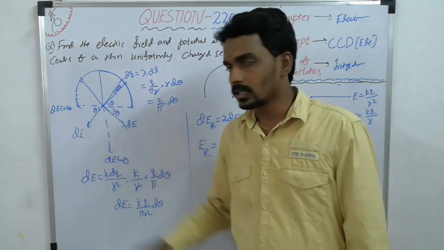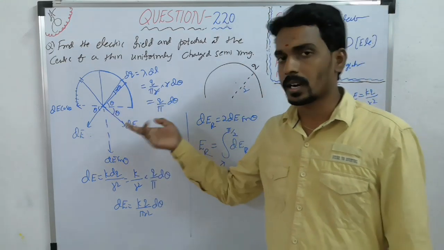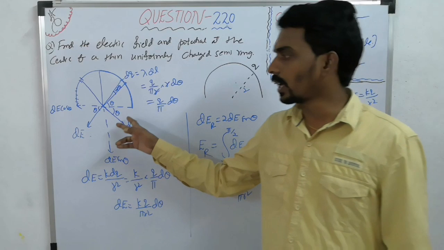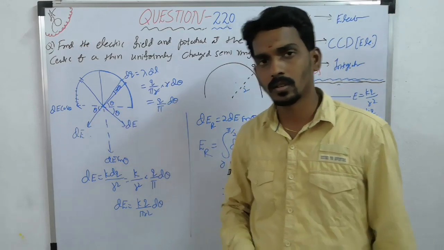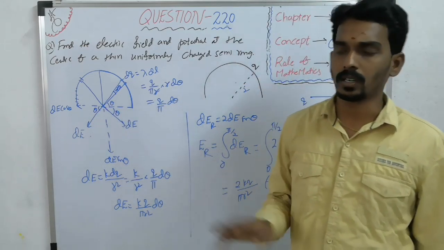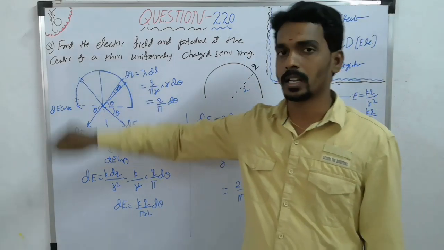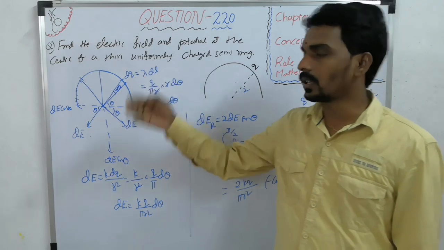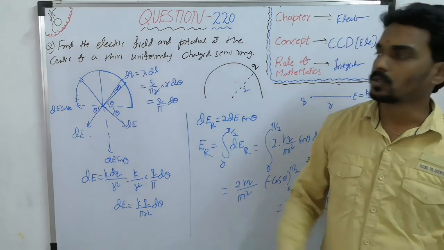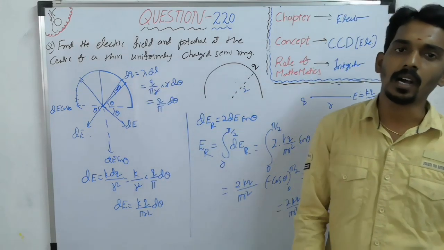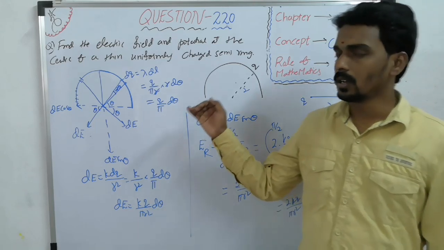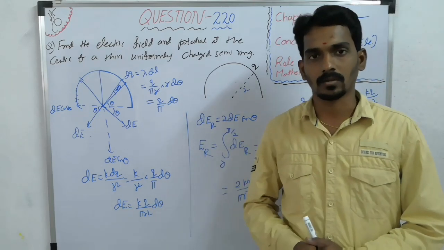Why you don't have to consider the two elements? Because potential is not a vector quantity. No direction is needed, no cancellation is also possible. You just have to add all the potentials due to small elements. But integration dq is nothing but what? Q. So how much you will get? Kq by r. So that is how you can find the potential also. Try it.